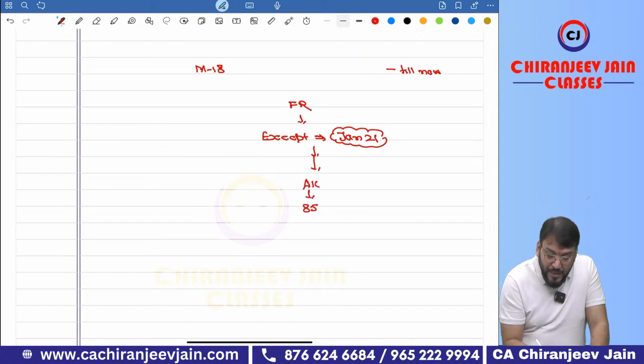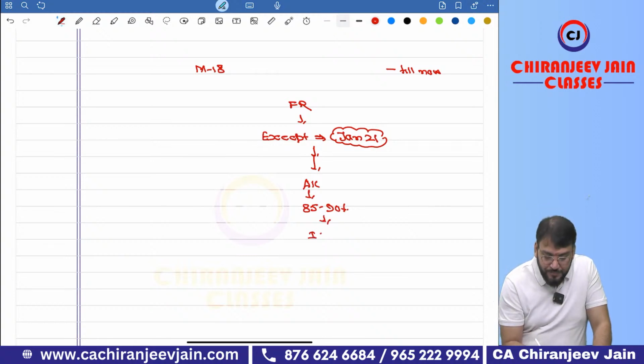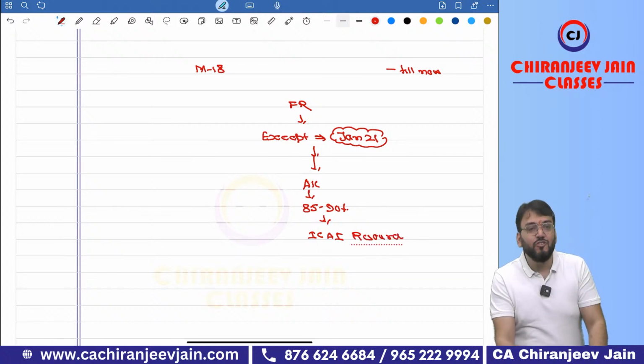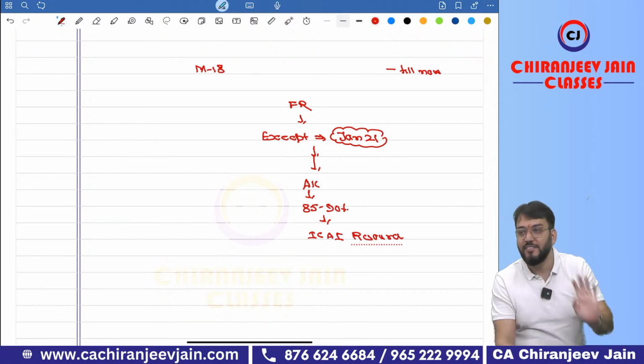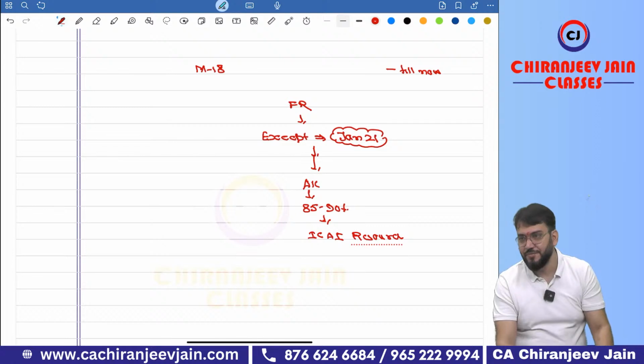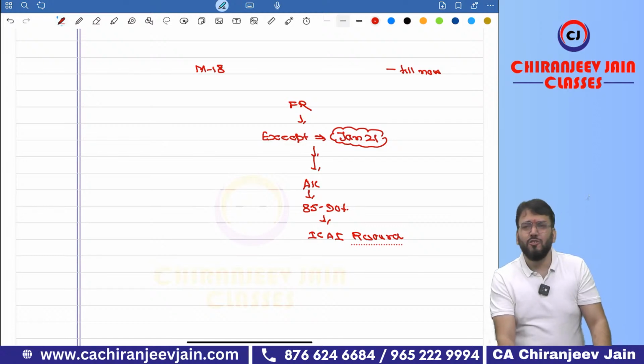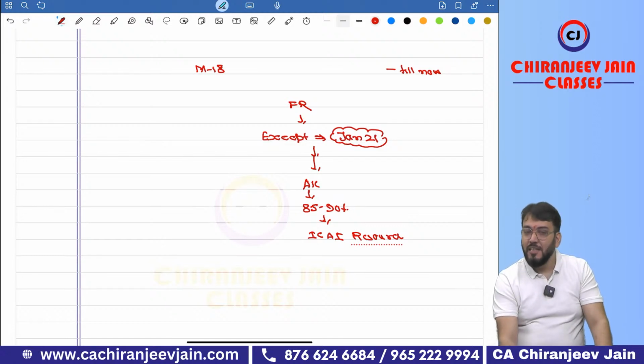85 to 90% of questions are from the ICAI resource. ICAI resource means what? ICAI study material, RTP, MTP and past exams. Only one question of 10 or 14 marks is out of these. Normally the question paper will be of 114 marks. So 114 into 90% is how much? 102 marks, which means about 100 marks of the paper is from ICAI resources.